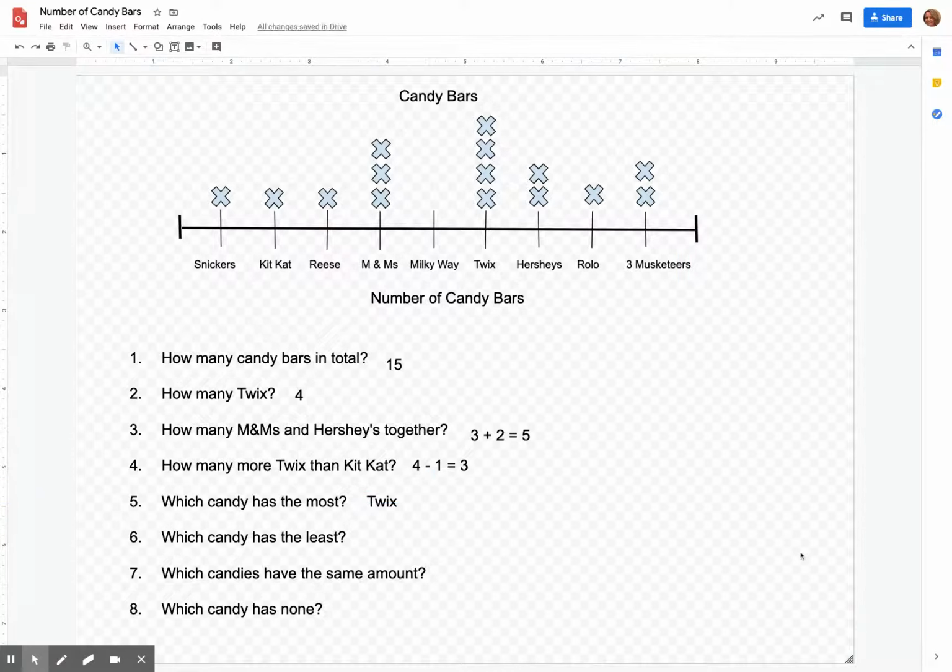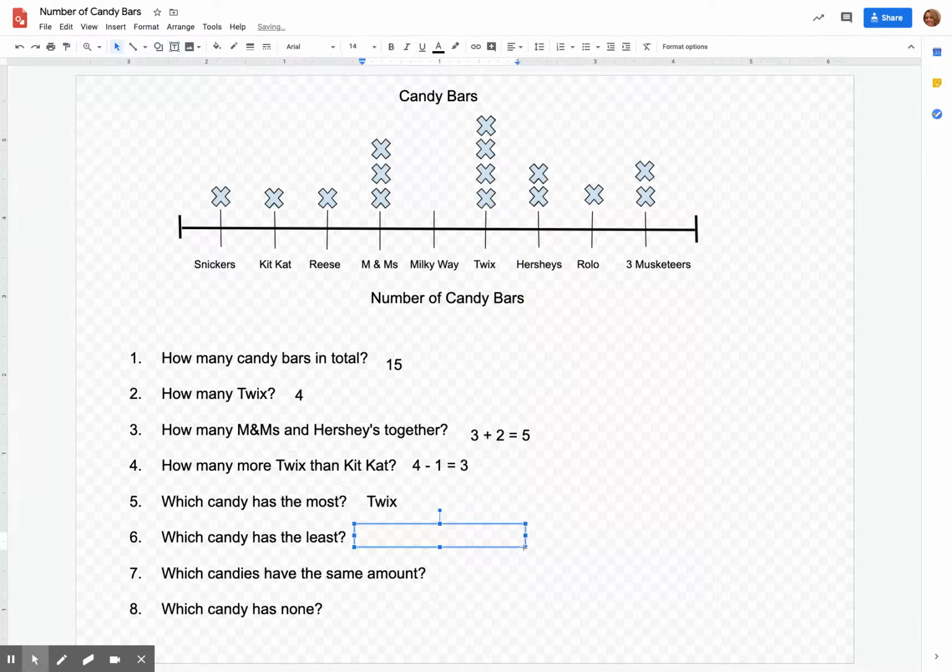Okay. Which candy has the least? So this is the smallest number. So which one of these candies has the smallest number? Well, you could say that Rolo has 1, Reese's has 1, Kit Kat has 1, and Snickers has 1, but look at Milky Way. Milky Way has 0. So Milky Way has the least.